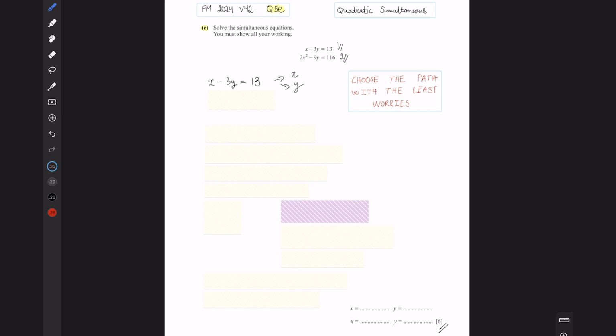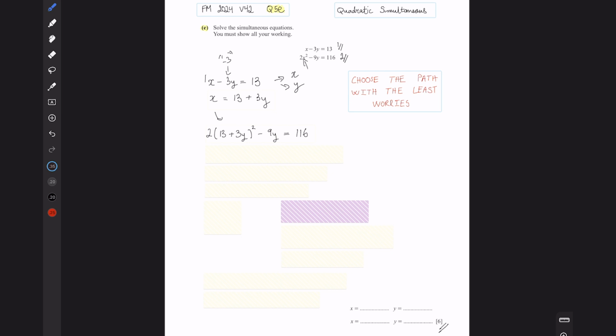We need to choose the one that is simpler again. And in that case, it would be x, because y has a coefficient of -3, and later on we'll have to divide by -3. But as you can see, x just has a coefficient of 1. Therefore, we will make x the subject of the formula. And then we will just plug this back into equation number 2. As you can see, we just replaced the x with the x in this equation.